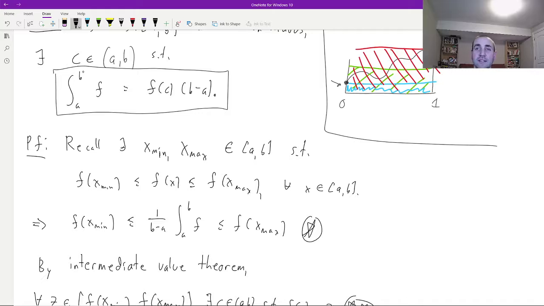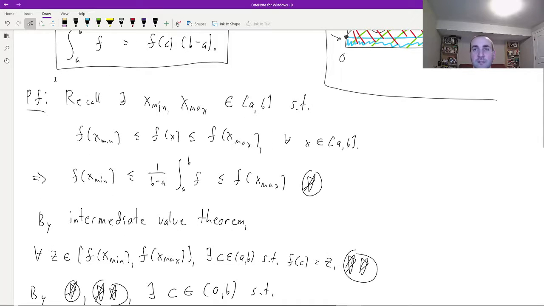What does that tell us? Well, that tells us that f of x min is less than the average, 1 over b minus a of the integral of f from a to b, which is less than f of x max. Okay, so that's true just from our bound on the integrals of f in terms of its maximum and minimum values.